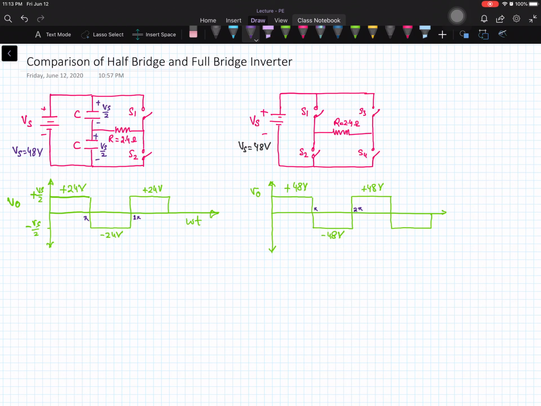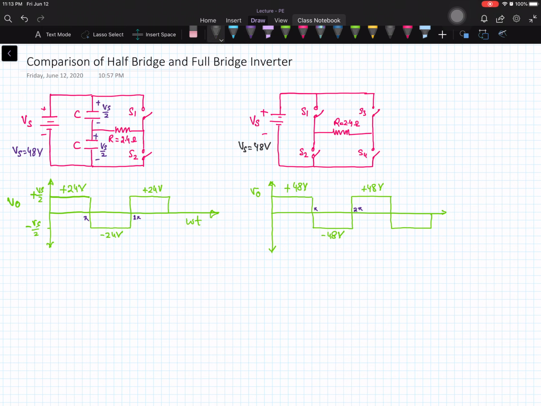In this lecture we are going to compare half bridge circuit with the full bridge circuit. The circuit diagrams for both of these are shown in front of you, and the waveforms for the resistive load are also shown. So these are the output voltage waveforms, and we already know that in the case of the full bridge inverter the output is double as compared to the input.